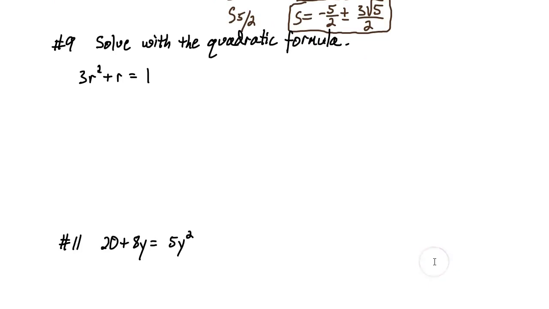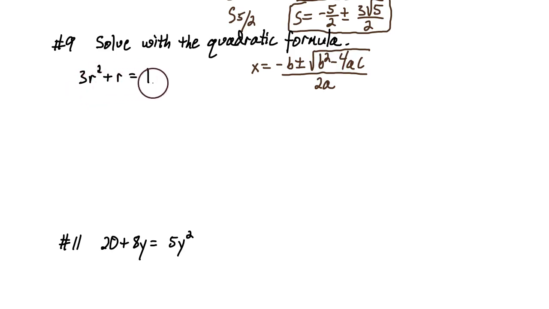Number 9, we're still solving equations, but this time we're told to use the quadratic formula. The quadratic formula has as its general form x equals, although in our problem, notice we have the letter r, not x, negative b plus or minus the square root of b squared minus 4ac, all divided by 2a. This was developed in a lesson.